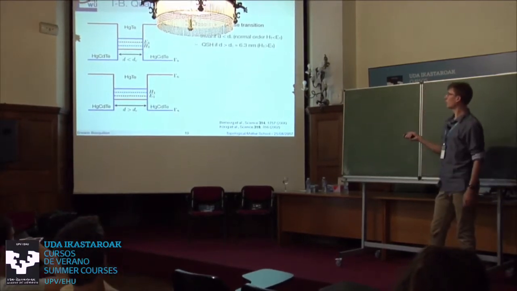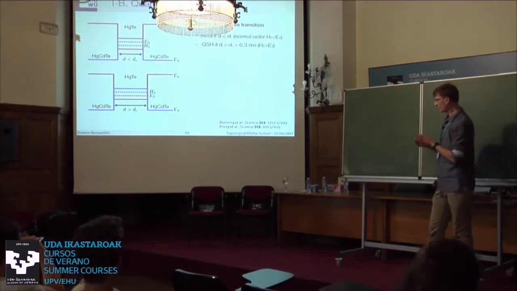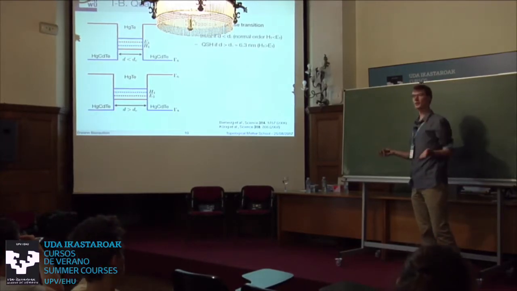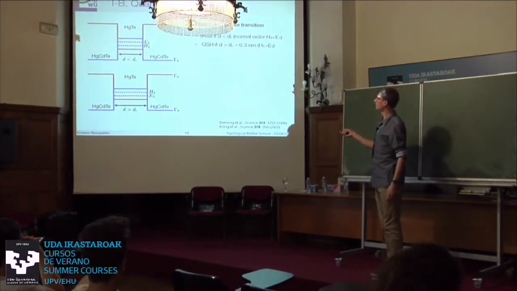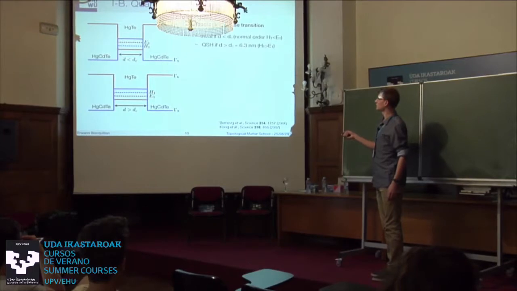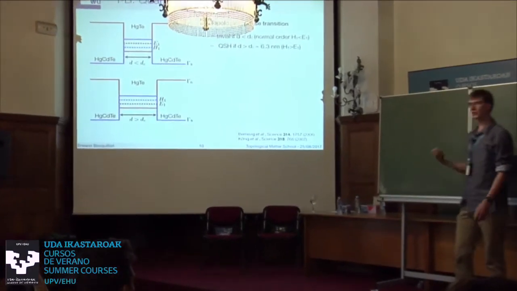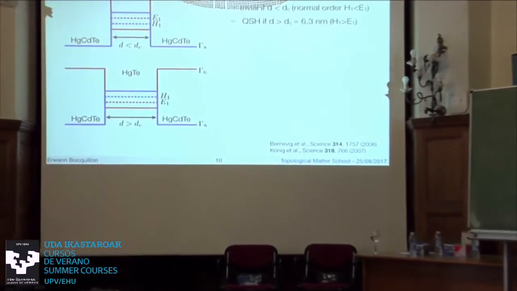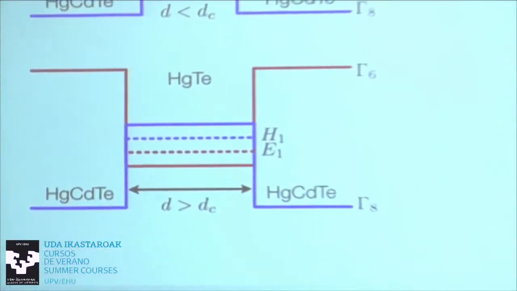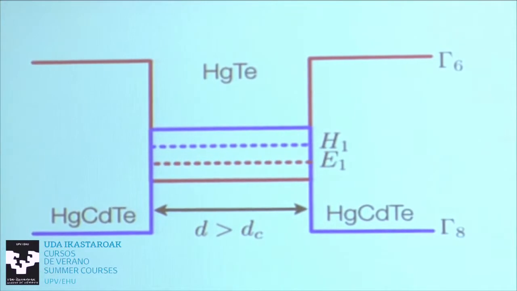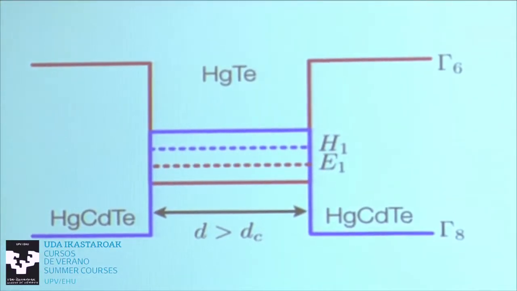Now if you grow thicker quantum wells, then of course at some point you will get the band inversion, and this will be reflected in the fact that the hole state here lies above the electron state here in the quantum well, and this gives rise to the quantum phase transition, and this is where the quantum spin Hall effect appears. And typically you can calculate this.